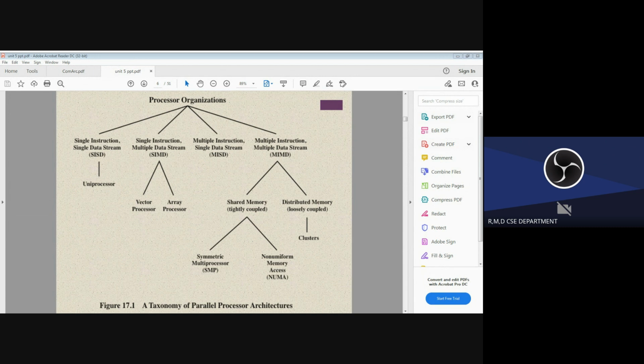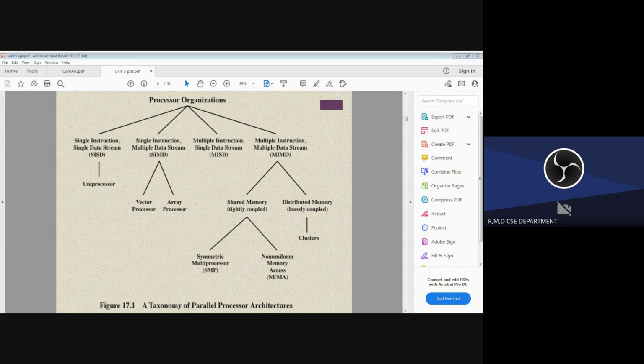So we move on to another type, called multiple instruction and multiple data stream. Multiple instruction means add a comma b, subtract a comma b, like that. Different data we also give. Here it can be classified into two types: one is shared memory and the other is distributed memory.